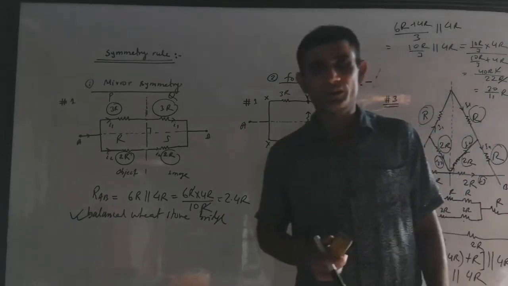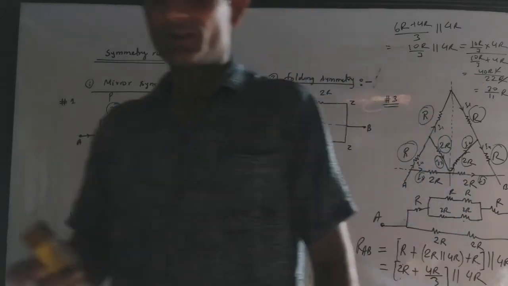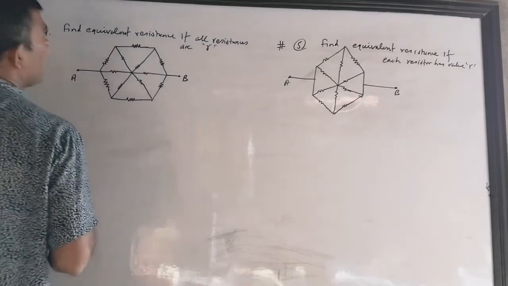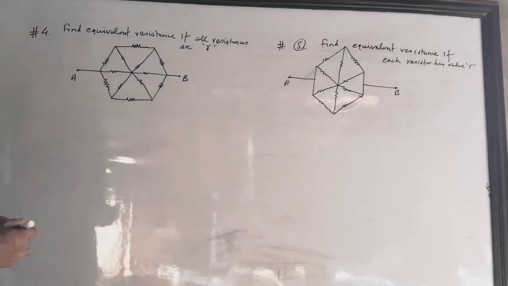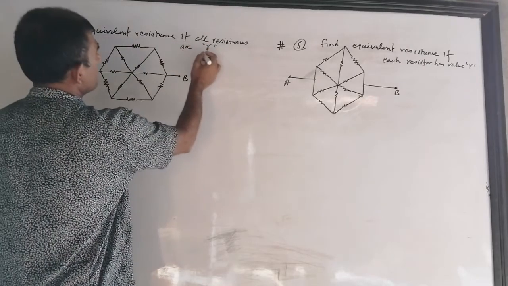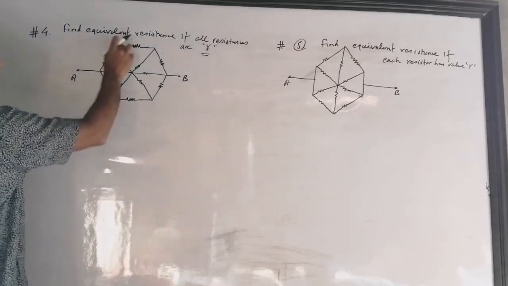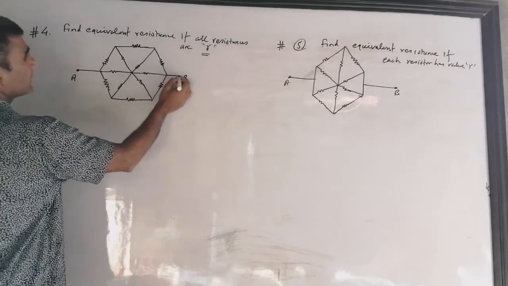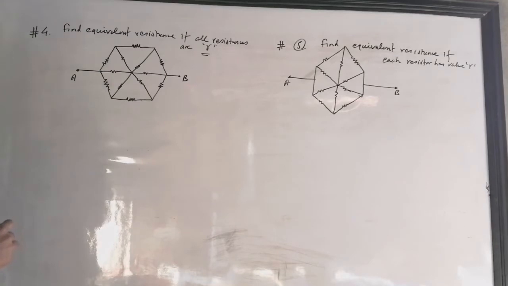Let's see the other questions. Okay, so I have written 2 more questions for you. Here is the question: find the equivalent resistance if all resistances are R0, means everything is R0, and we have to find the equivalent resistance between A and B.